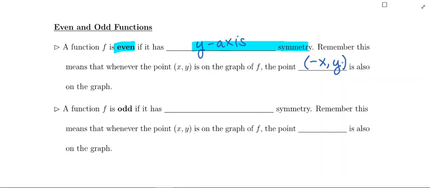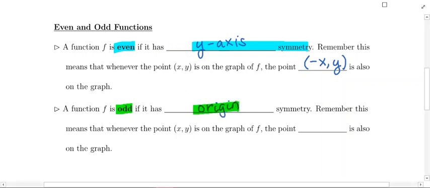So it's the same thing all over again, but now you're calling a function that has y-axis symmetry an even function. Okay, so odd, what does that mean? A function is odd if it has origin symmetry. This is easy to remember. O is for odd and O is for origin. So you've got to think back to section 2.1 and remember the algebraic test for origin symmetry.